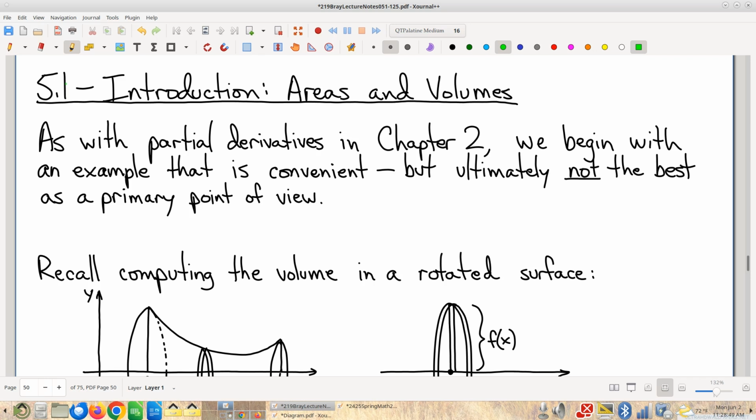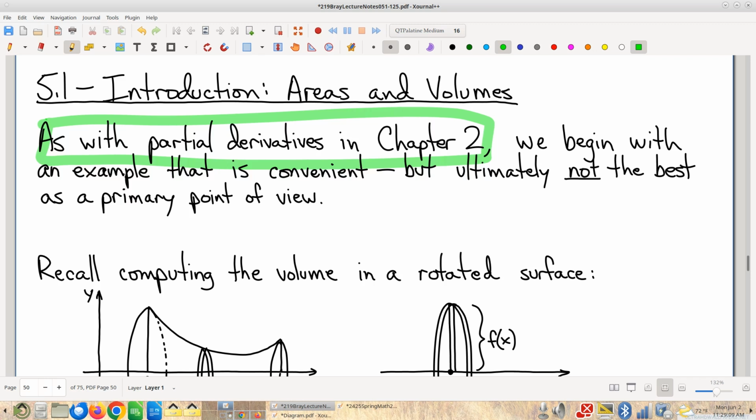Okay, all right, so back into chapter 5. I hope you all remember we did partial derivatives in chapter 2. It was the very first kind of derivative we talked about in chapter 2. And I gave you an apology and a warning.